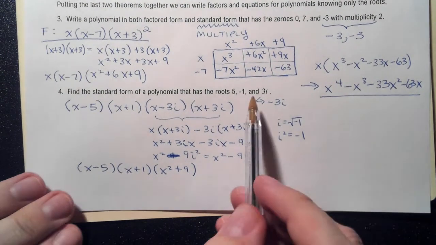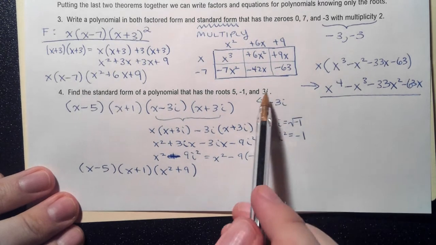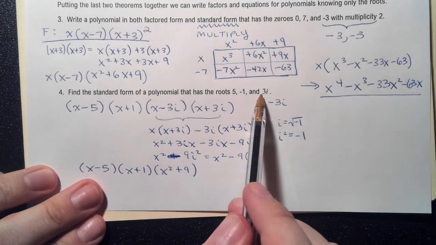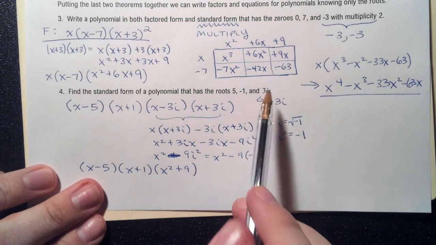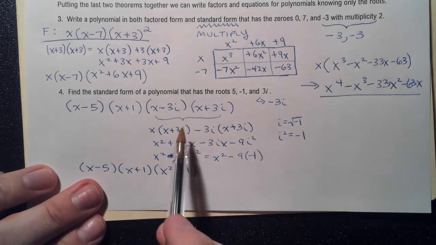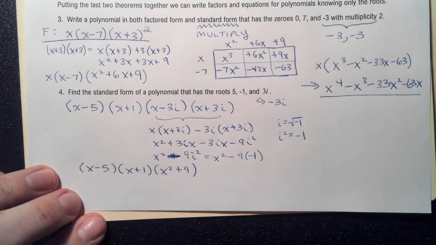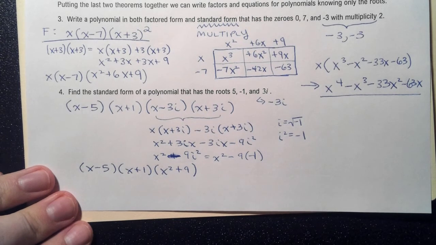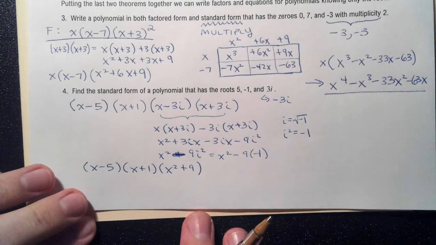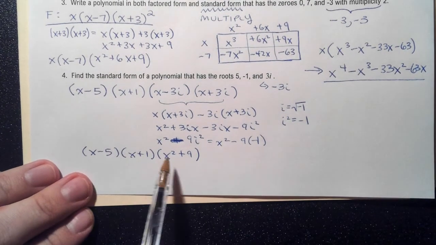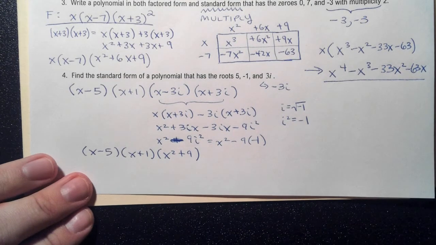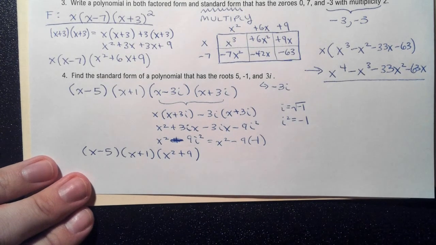As a matter of fact, we can kind of generalize where imaginary roots, the factors that are associated with them, if I have something as simple as 3i or 4i or 10i or anything like that. But let's continue on finding the standard form of the polynomial with the given roots as we've been doing.